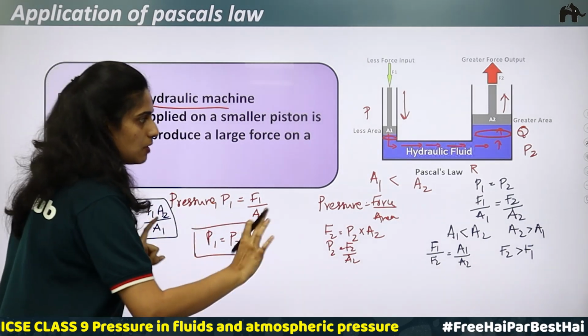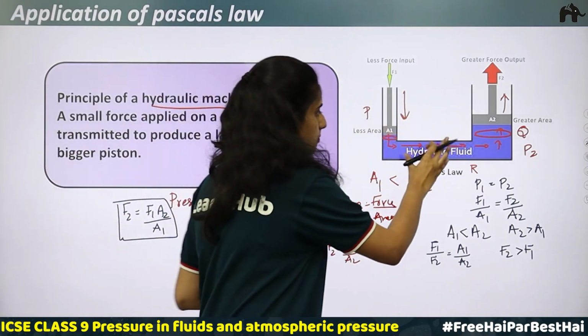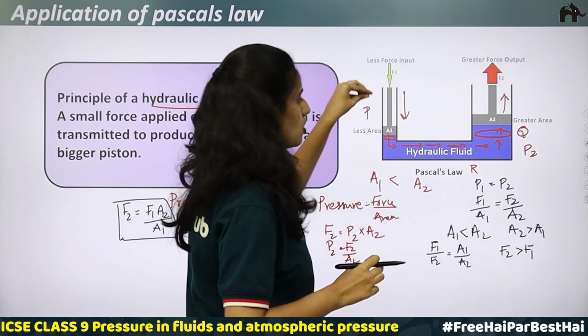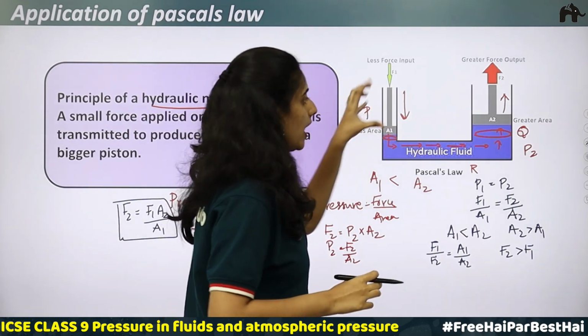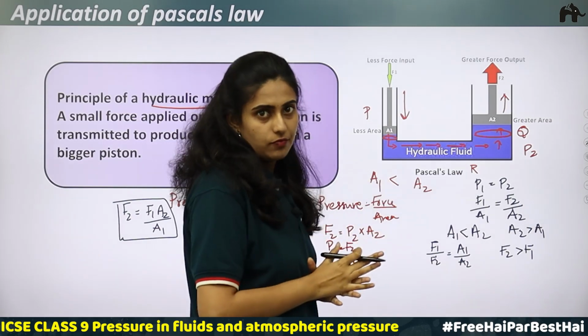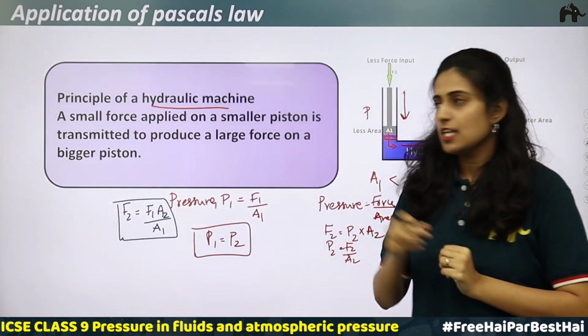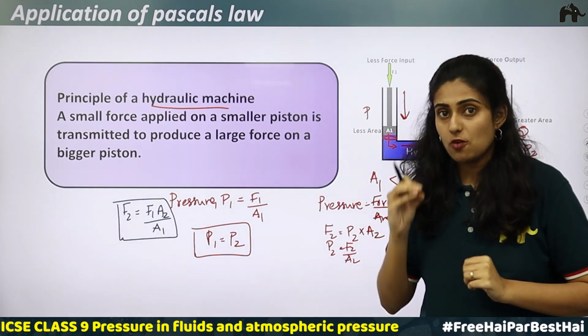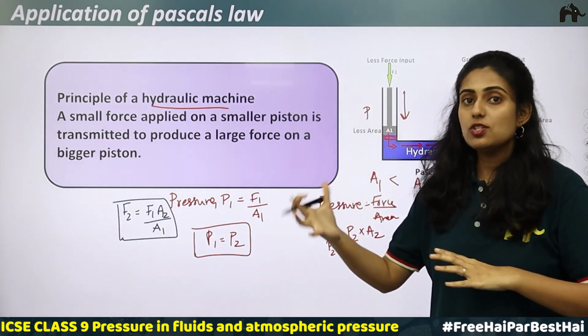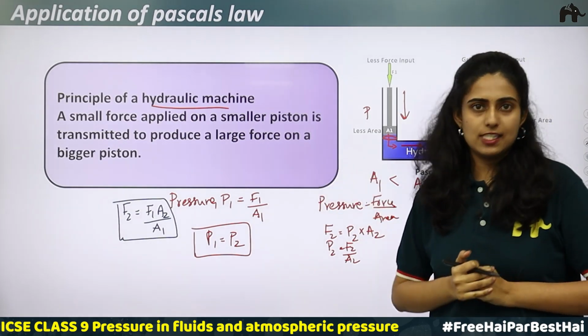Just remember, this is an application of Pascal's law. Applying Pascal's law, that is small force on a small area will be able to produce a large force on a large area. This is how a JCB operates. Just giving a small force on a small area is able to produce a large force which will be helping in the working of a JCB.